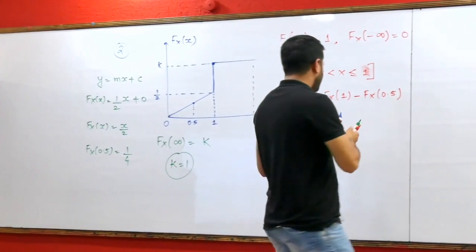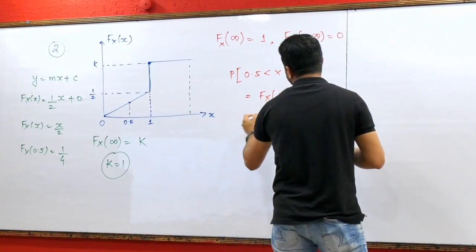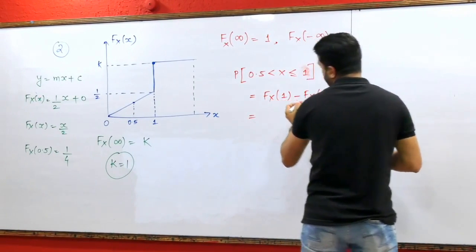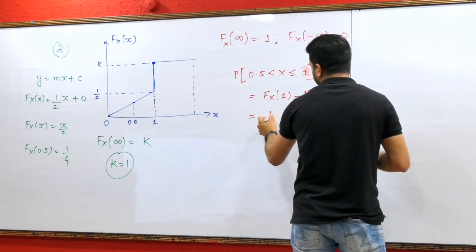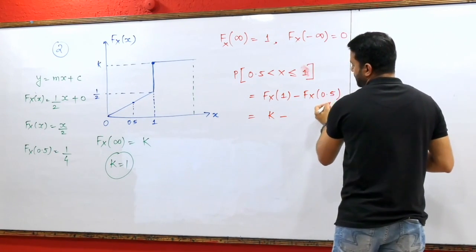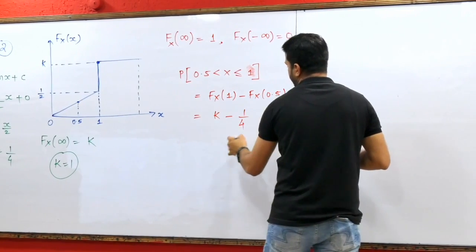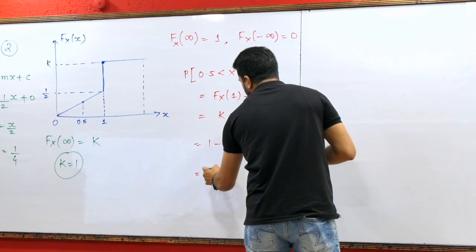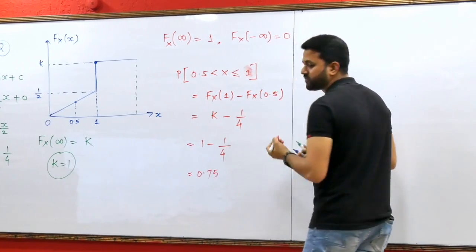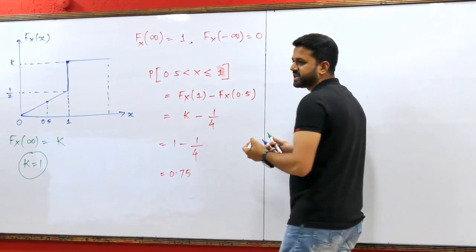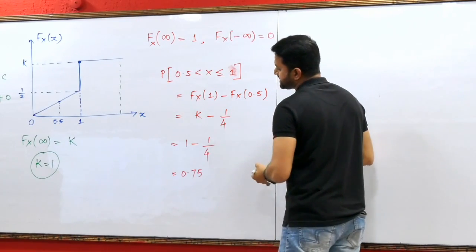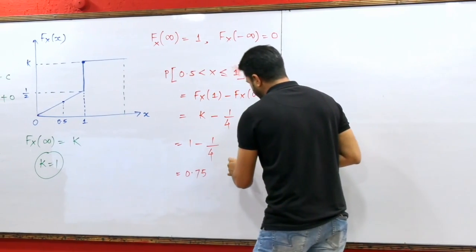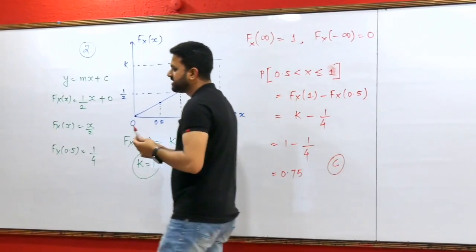Now when I substitute the value here, FX(1), that is nothing but k, minus FX(0.5), which we have calculated as 1 by 4. It is 1 minus 1 by 4, so we will get 0.75, that is 3 by 4. So the correct answer for this question is option C, 0.75.